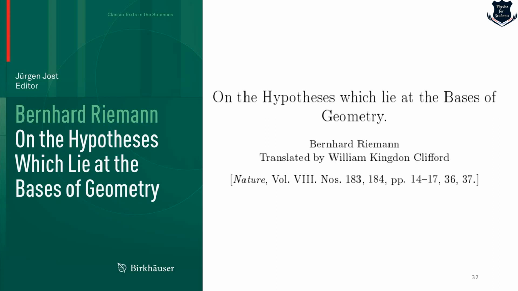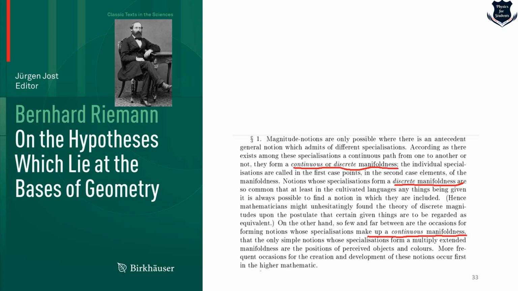So you see this book, this is by Bernhard Riemann, and who translated it? Another great mathematician, William Kingdon Clifford, who is known for his Clifford algebra. I've just summarized and underlined those German words with the help of a few of my friends. Continuous or discrete manifold, discrete manifoldness. These are English terms, but taken from this German original. So these words actually show manifold.